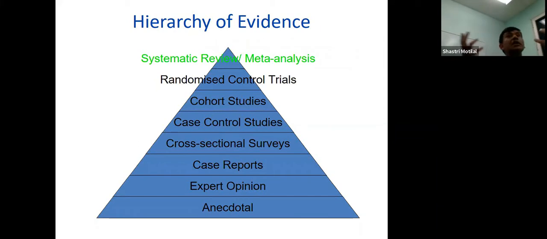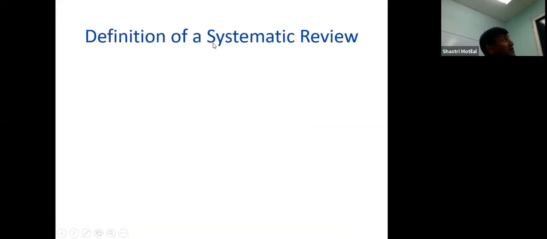So if the question we're looking at is one of treatment, then you do a systematic review of RCTs. If the question you're looking at is etiology or prognosis, then you'll do a systematic review of cohort studies or case control studies, right? But regardless of what the systematic review is based on, the systematic review carries the greatest strength in medicine, right, at the top.